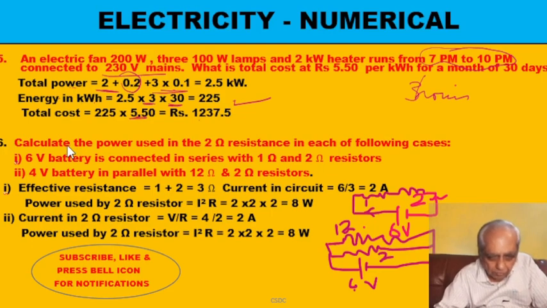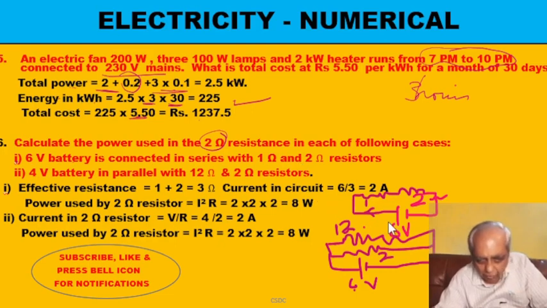Now next sum. Calculate the power used in 2 ohm resistance. So we only have to calculate for the 2 ohm resistance. In this, a 6 volt battery is connected in series with 1 ohm and 2 ohm. So you see I have drawn the circuit: 6 volt battery, this is 1 ohm, this is 2 ohm, connected in series. Now I want the power used by this. Power would be I square R, because R is given.